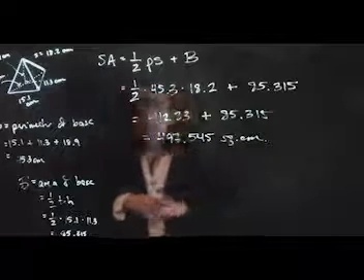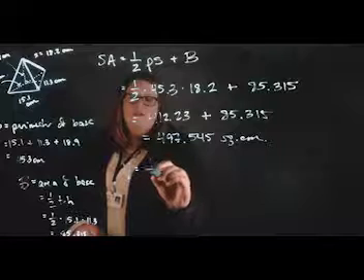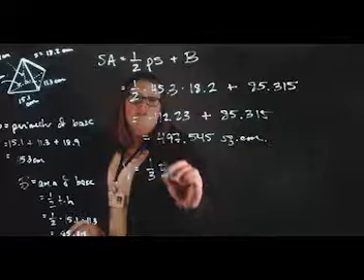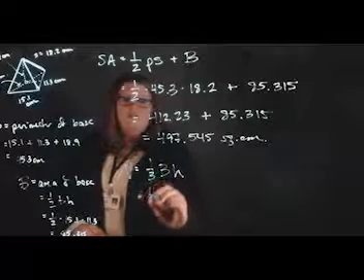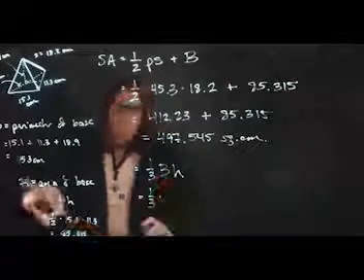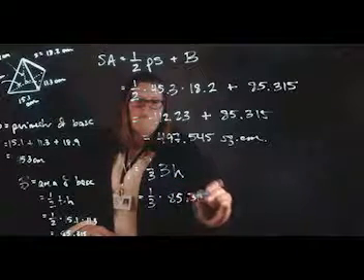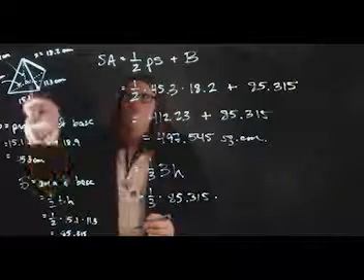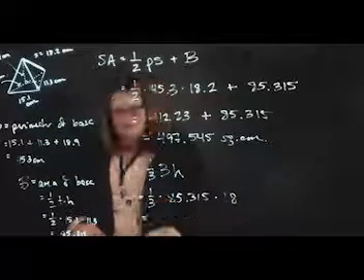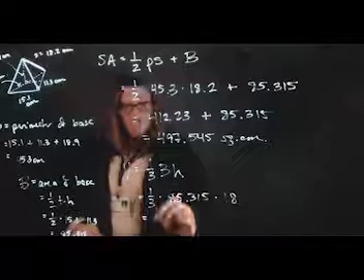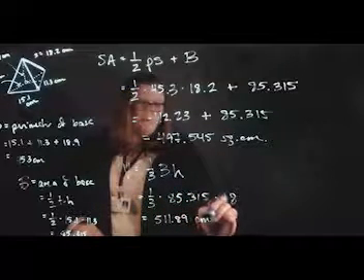So let's move on and find the volume of this same shape. The volume formula is a third times the area of our base times the height of the pyramid. So we have a third times the area of the base, which we already figured out is 85.315, times the height of this figure. The height of the whole pyramid is 18 centimeters. So if I were to work this out on my calculator, I get 511.89 cubic centimeters.